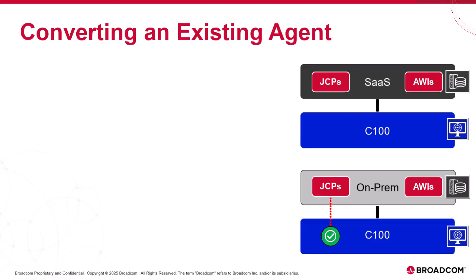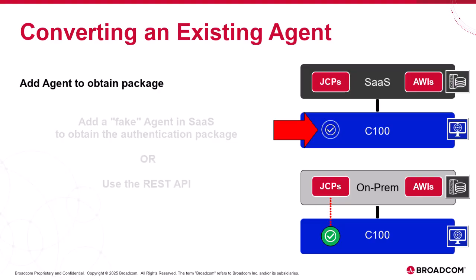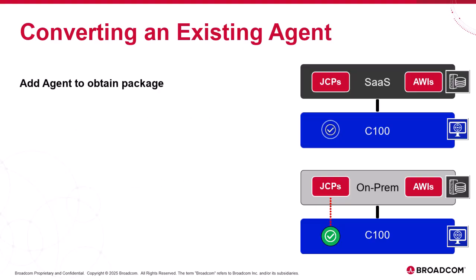Technically, we don't need to connect a new agent in AWI, which is a requirement for new agents only. However, we do need the initial authentication package, or the agent won't be able to establish the initial connection to the JCP. We connect a new agent in AWI with the same name as the existing one. You could also retrieve the authentication package with the REST API. We download the authentication package and store it anywhere on our system.